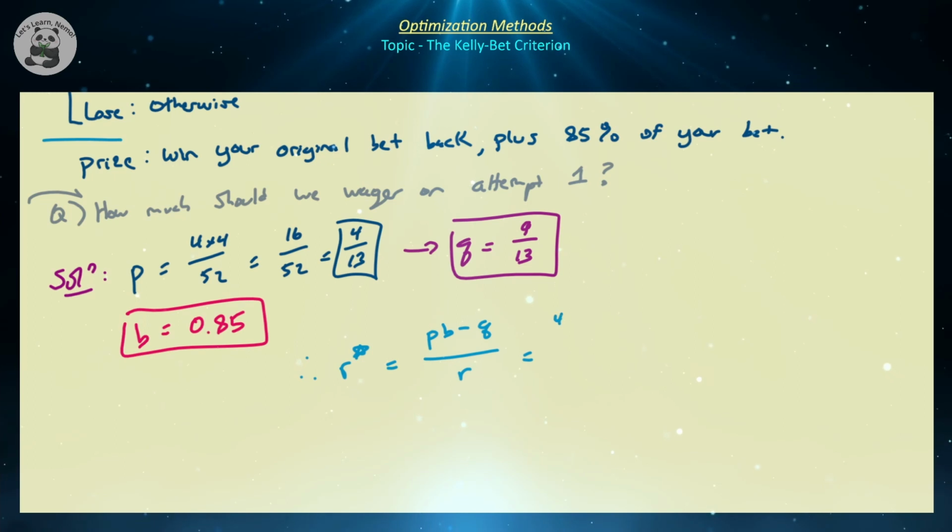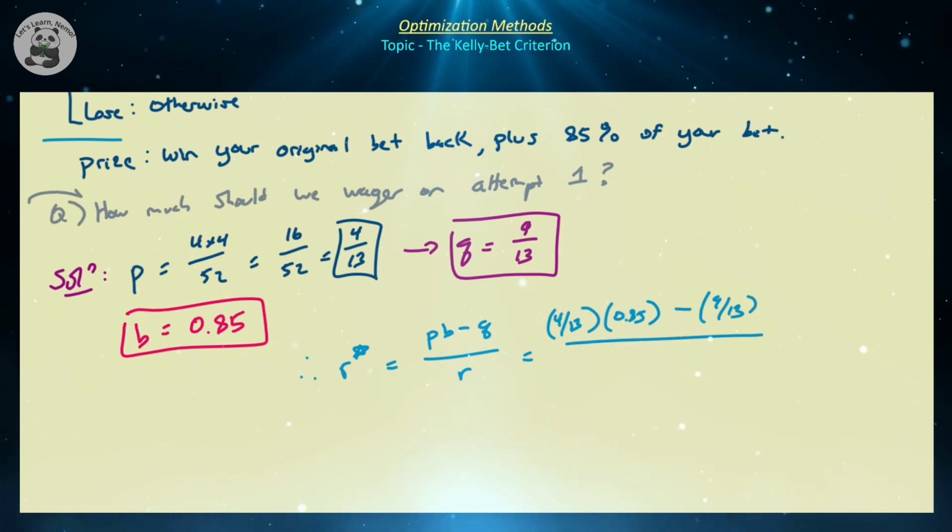P is going to be equal to 4 over 13, Q is going to be equal to 9 out of 13, and again, B is going to be equal to 0.85. It's not going to be R, that's supposed to be B. We don't know what R is.